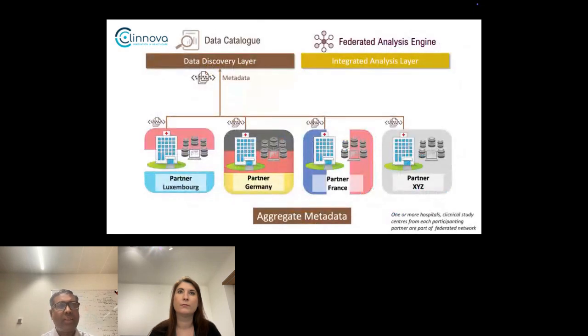Okay, so the idea is very simple. The data is in different locations, like Germany, France, Luxembourg, and so on. So one important thing is we need to know which data is available where.